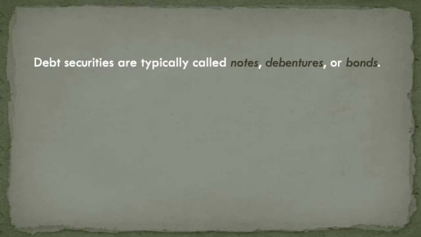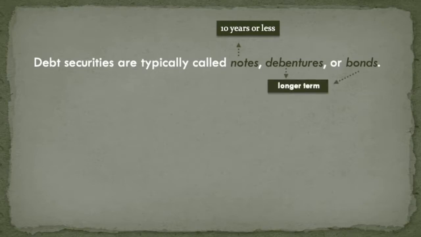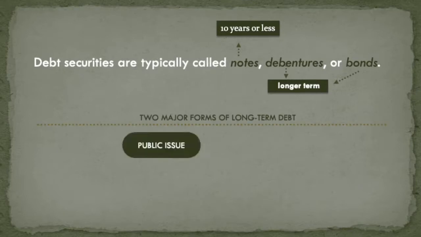Debt securities are typically called notes, debentures, or bonds. A note is an unsecured debt with an original maturity of 10 years or less, while debentures and bonds have a longer term. There are two forms of long-term debt. These are public issue and privately placed. The difference between the two is that the latter is directly placed with the lender and is not offered to the public.